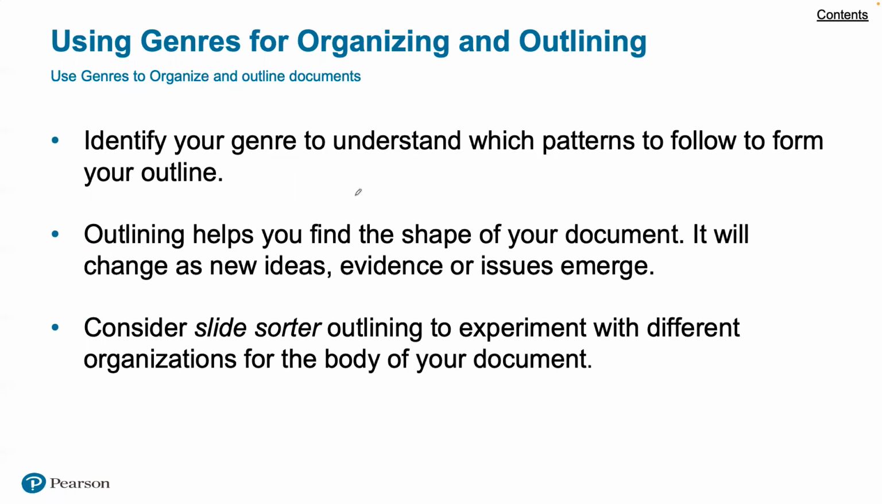In terms of using genres for organizing and outlining, you want to identify your genre to understand which pattern to follow to form your outline. Outlining helps you find the shape of your document. It will change as new ideas, evidence, or issues emerge, so it can be a living type of thing. You also want to consider slide sorter outlining to experiment with different organizations for the body of your document. If you're familiar with PowerPoint, it has a feature that lets you look at all of your information in textual or graphical and textual ways, and you can organize things logically.